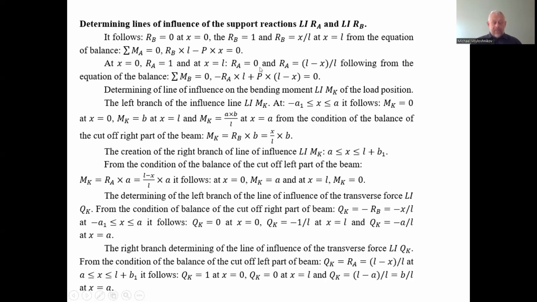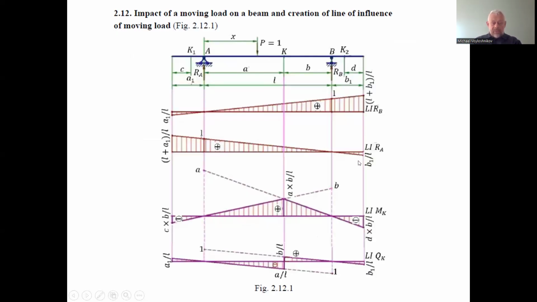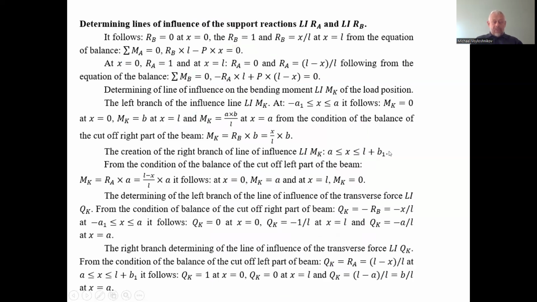It is because if the unit force is applied on the second support B, the reaction of the first support equals 0. There are no other forces. And if X equals 0, R_A equals 1. So we have the two lines of influence of the location of the unit force P on the support reactions R_A and R_B.